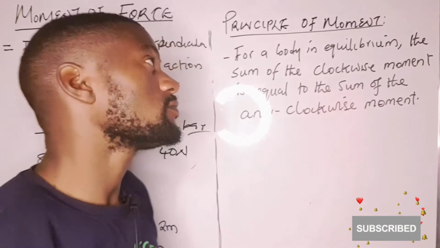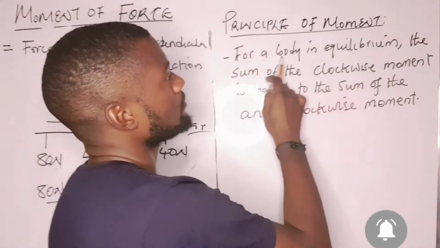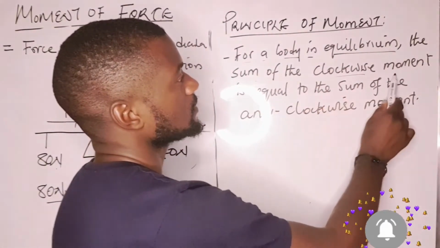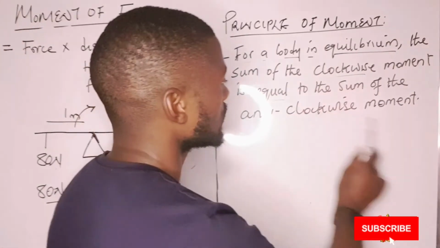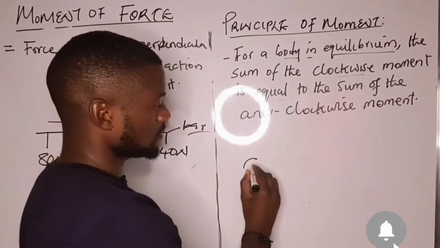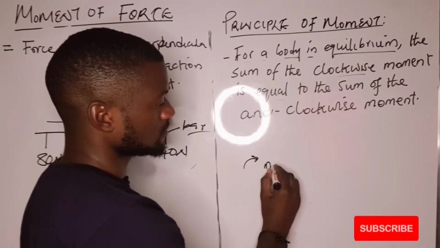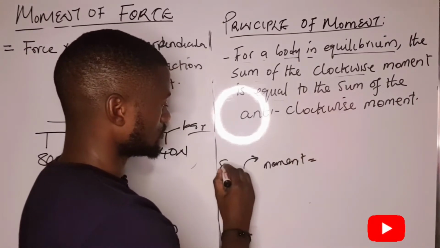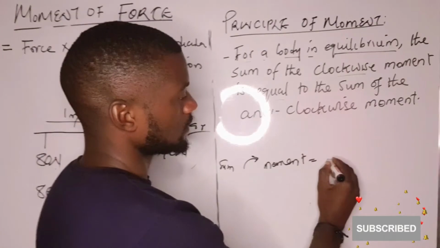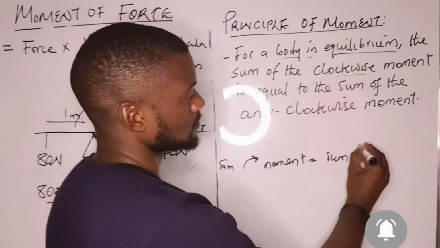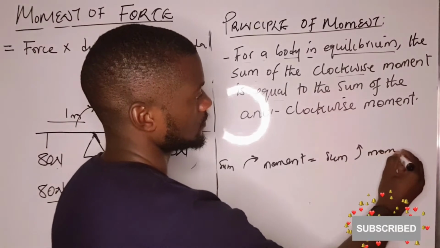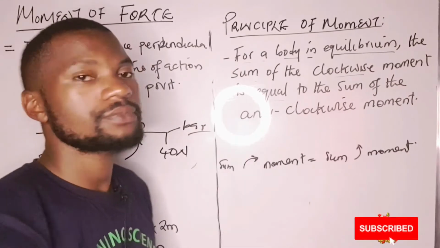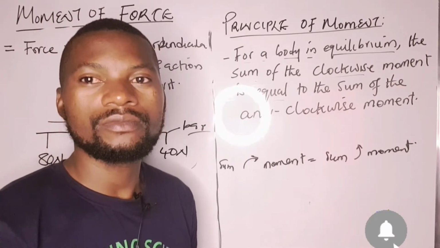So according to the principle of moments, we are saying for a body in equilibrium, the sum of the clockwise moments is equal to the sum of the anticlockwise moments. So that is basically what the principle of moments states.